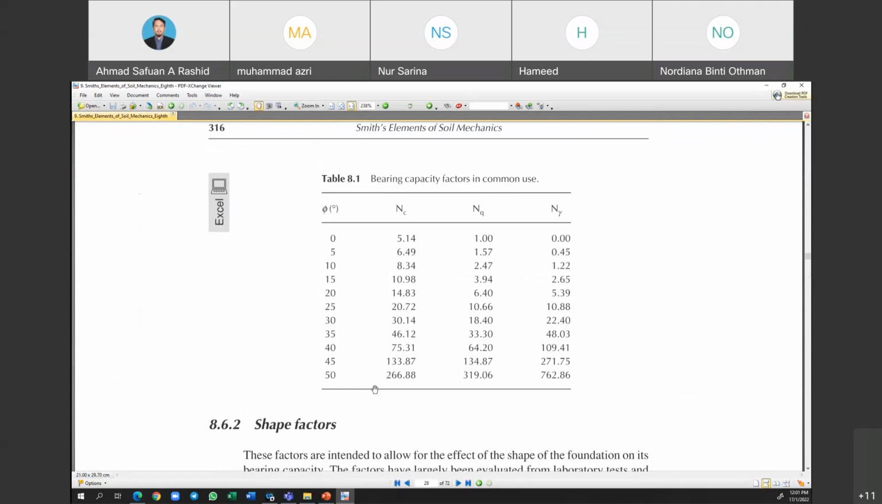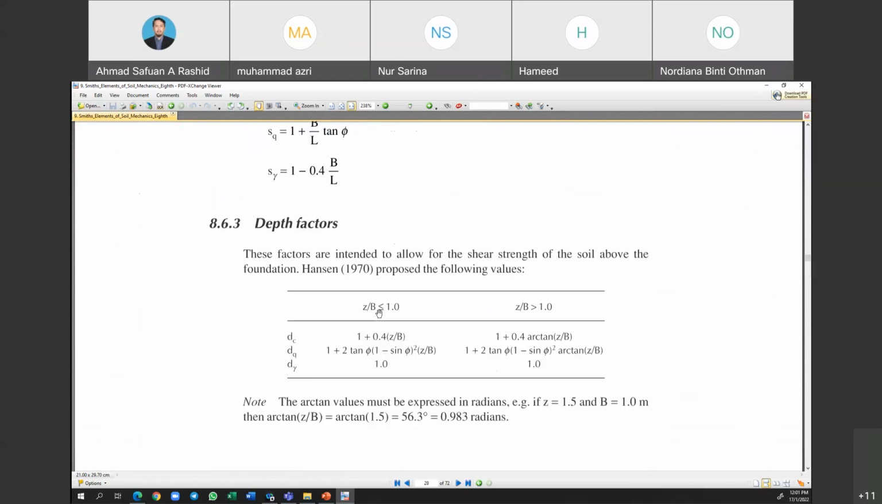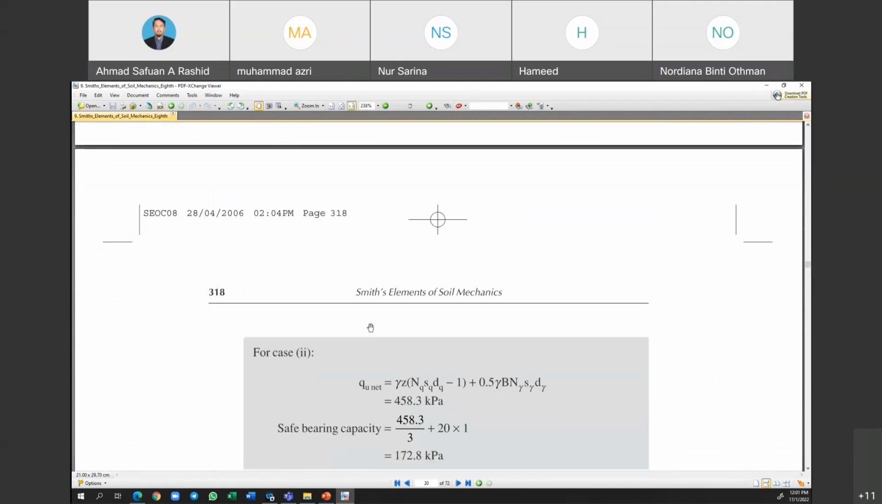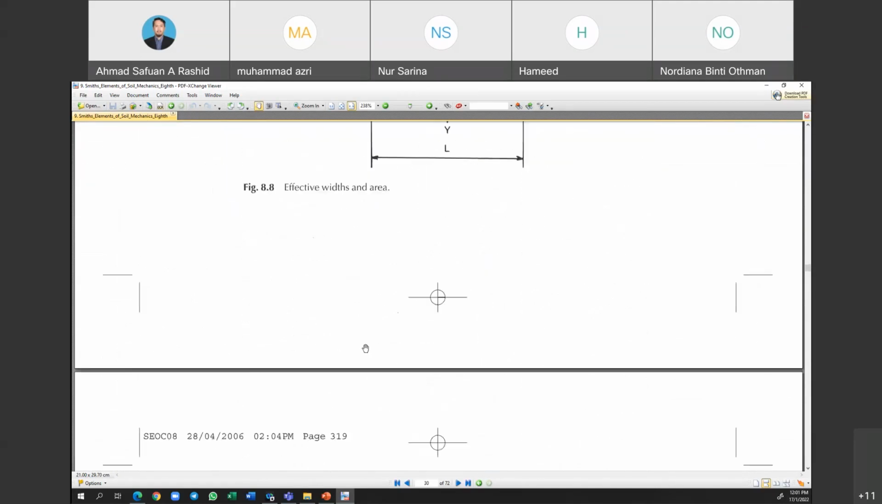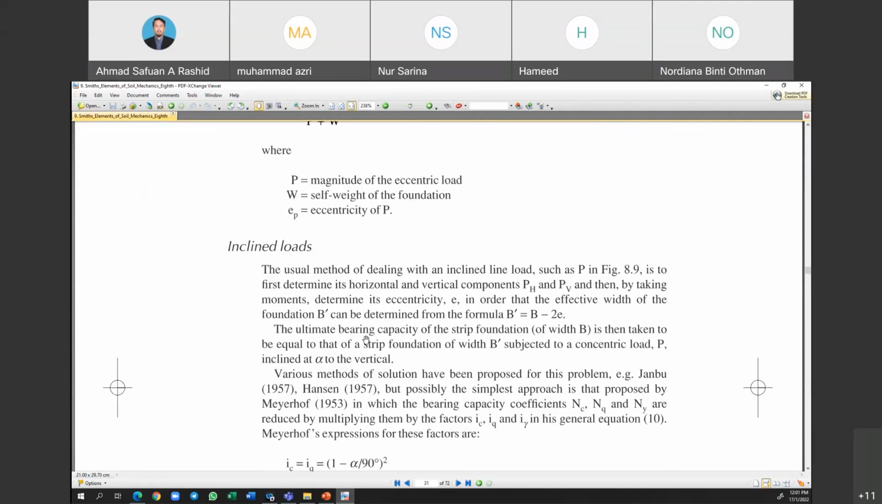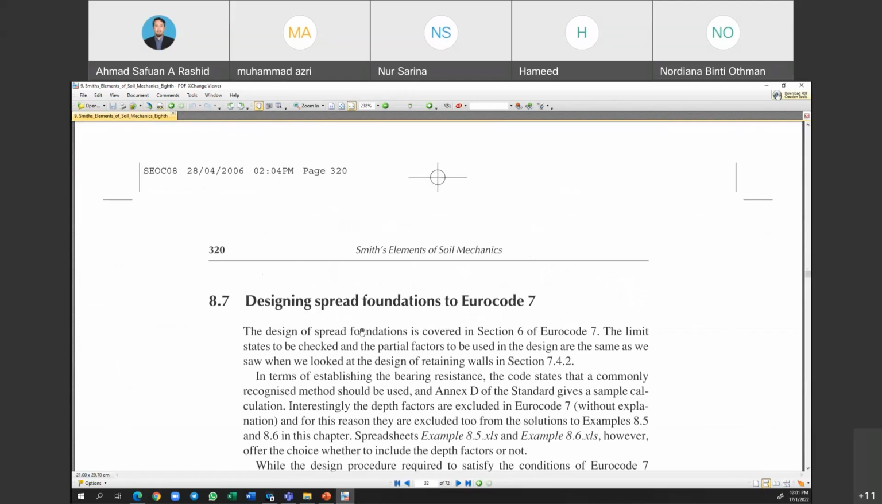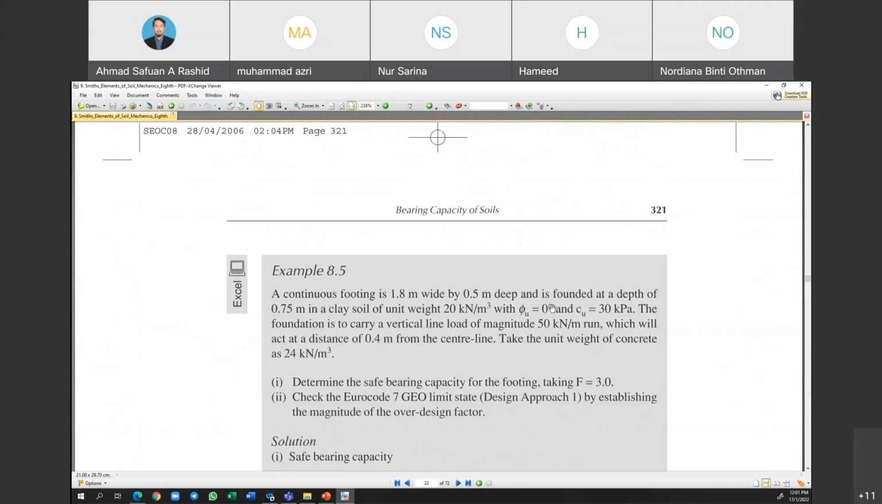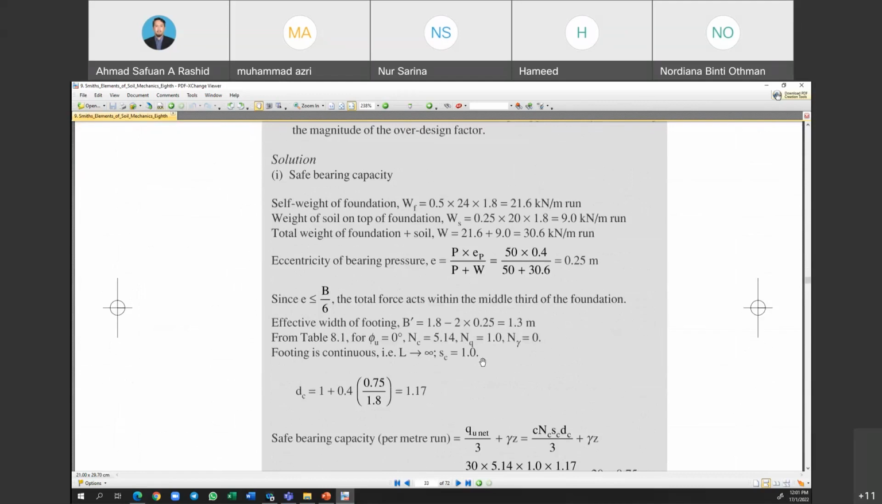Okay, so this is table 8.1. So 1.141 and 0. Okay, so this is for the drained problem, sandy soil. Sorry, this is for clay soil. Sorry, this is for undrained, because the phi is equal to 0. Okay, clear.